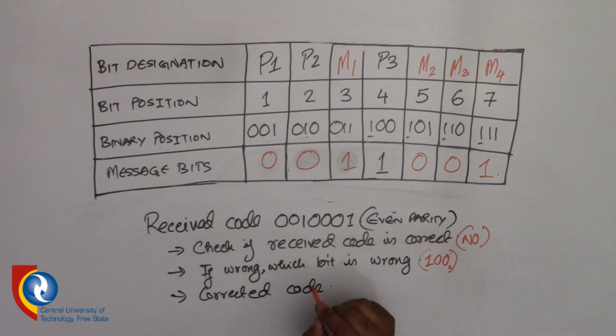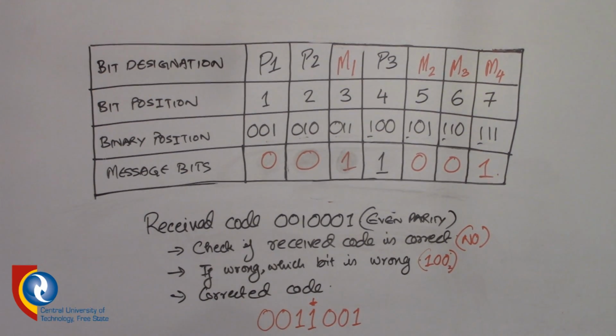And the last question was what is the corrected code? The corrected code is 0011001. So it was this bit that was where the mistake was, and we have now corrected it, so this is the corrected code. So this is how we use the Hamming code for firstly detecting the error and secondly for correcting the error in a received code.